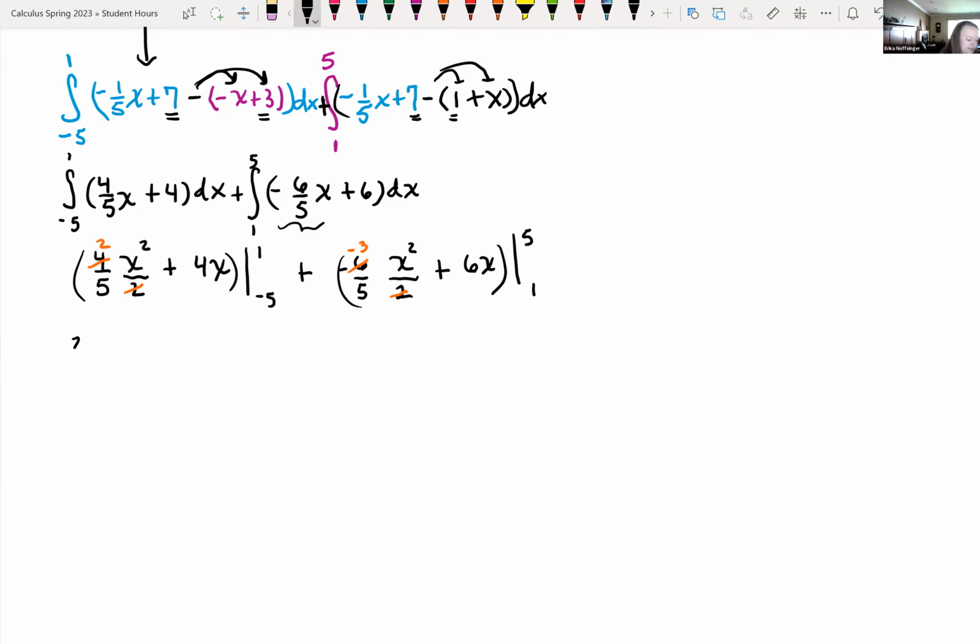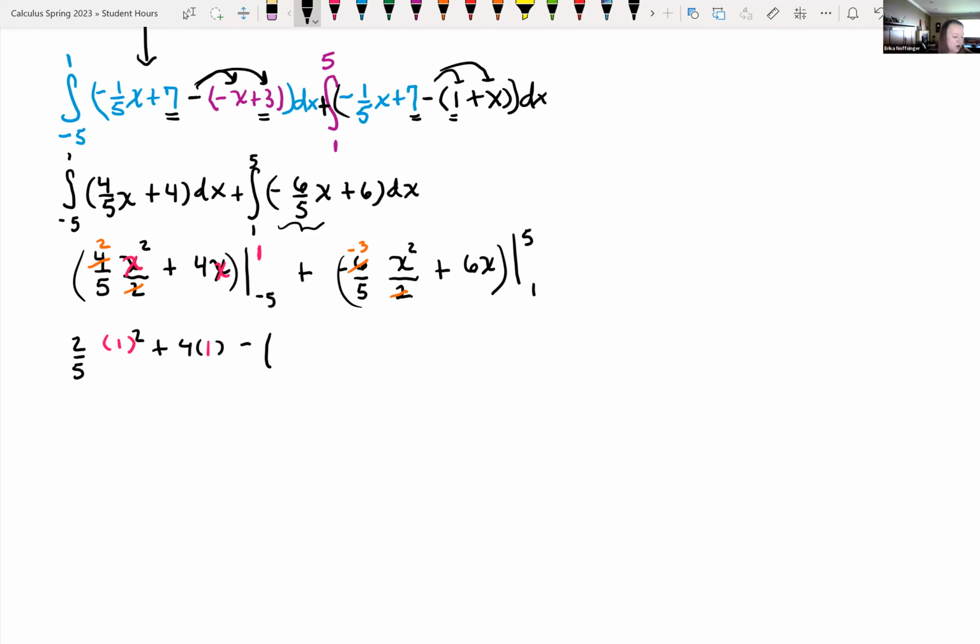So I have this 2/5. We're plugging in our upper bound wherever we see an x, and our upper bound for that first integral is 1. So plugging in 1 wherever I see an x, I get 1 squared, all times that 2/5 out front, plus 4 times 1, minus, put parentheses around the whole antiderivative.